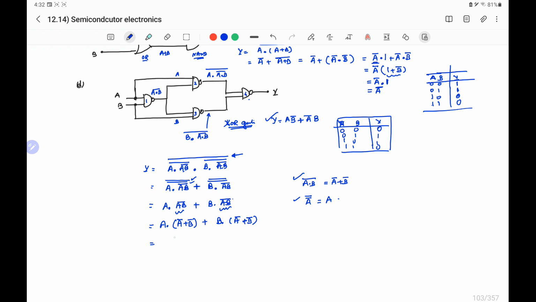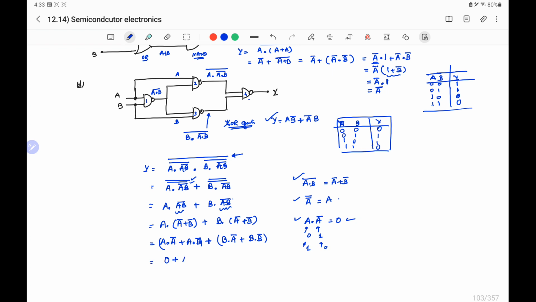Now opening the bracket, we will have A and A bar, or A and B bar, plus, that is, or B and A bar, or B and B bar. Using the property that A and A bar: if A is 0, A bar is 1, and if we take the AND, it will be 0. If A is 1, complement will be 0. Again we will take the AND, it will again be 0. So A and A complement will be 0.